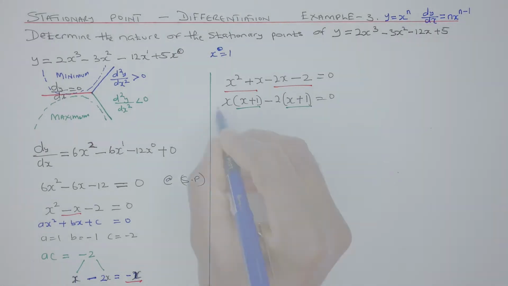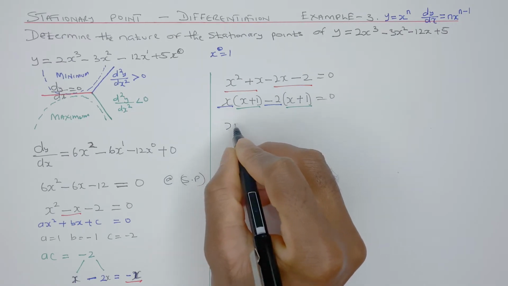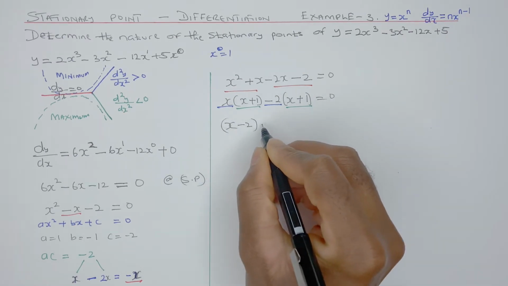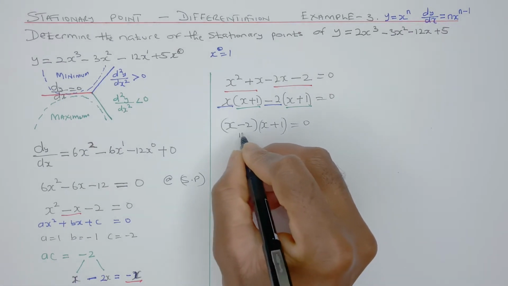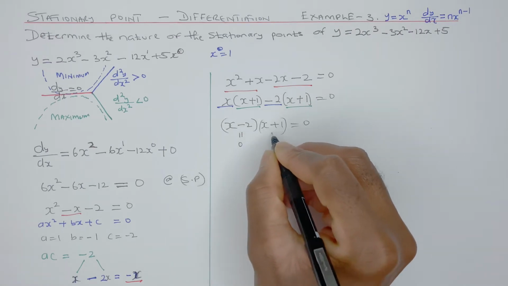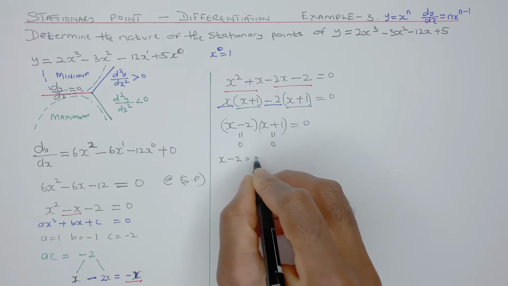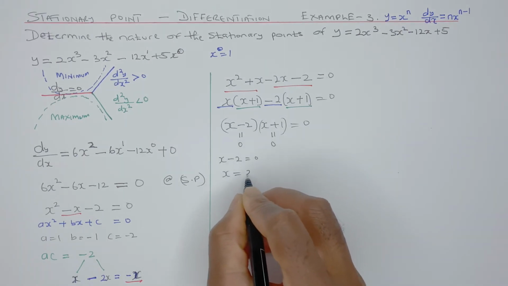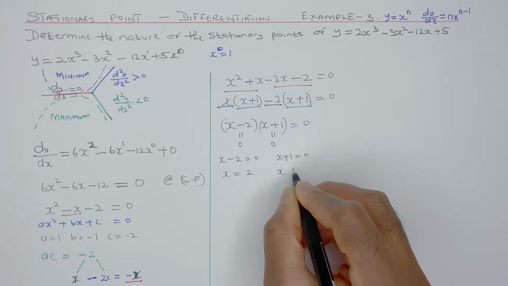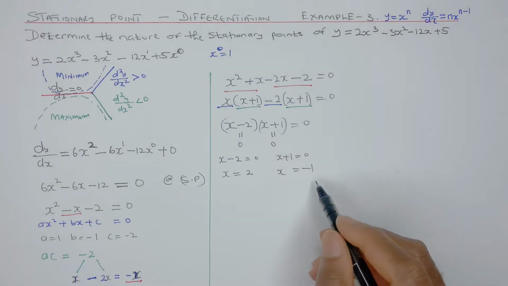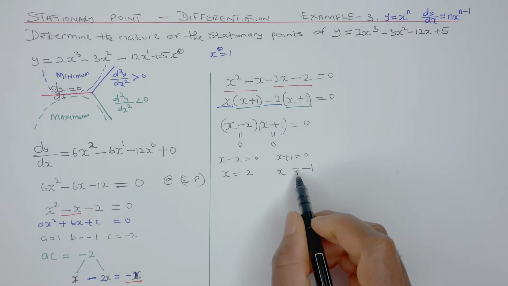And I'm left with x and minus 2. So therefore, my factors are x minus 2 and x plus 1, equal to 0. To find the roots, I need to set this to 0 and set that to 0. Therefore, x minus 2 equals 0, x equals 2; x plus 1 equals 0, x equals minus 1. We need to determine if each is a minimum or maximum.